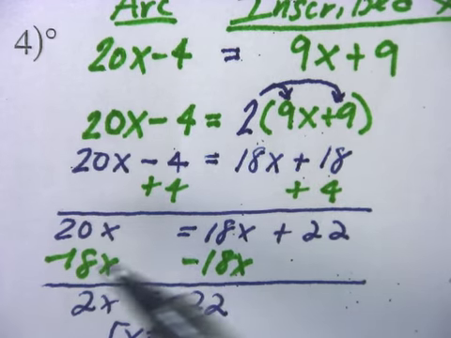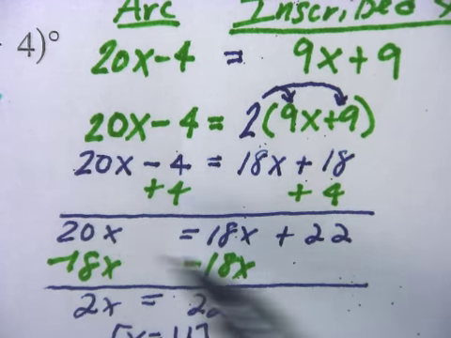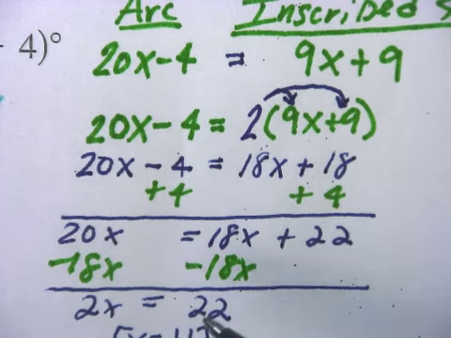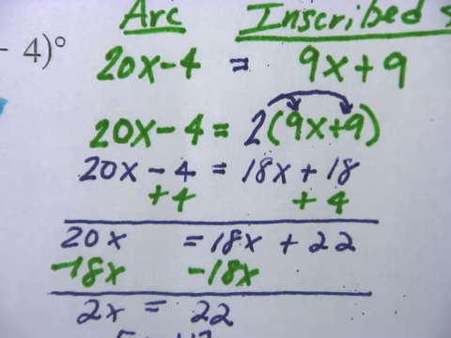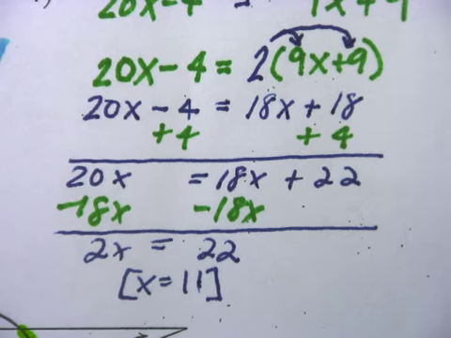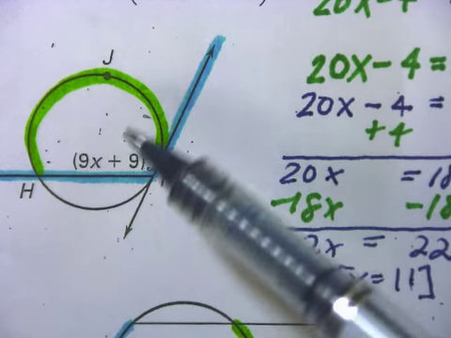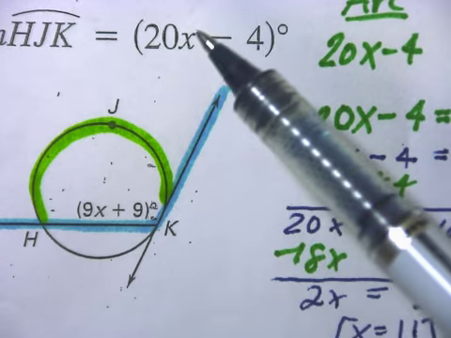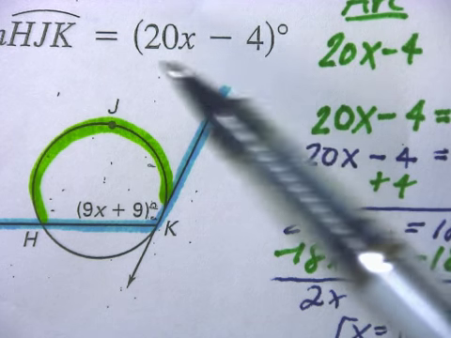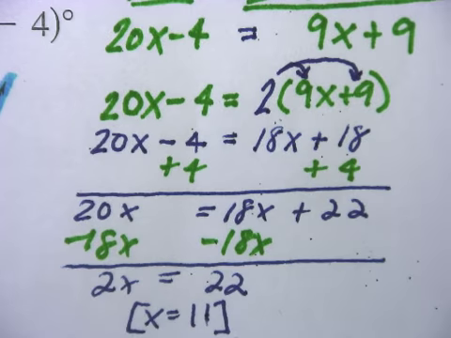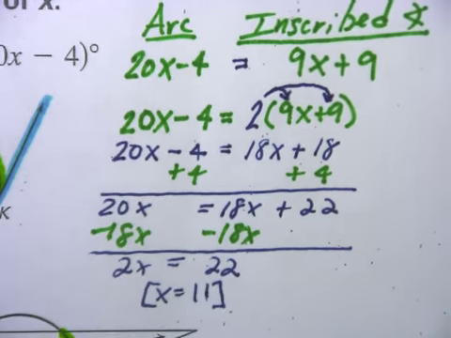Now I'm going to proceed and subtract 18x from both sides. 20x minus 18x is 2x. This cancels out, and the 22 comes down. And now all that's left for me to do is to divide both sides by 2, and x comes out to be 11. And of course, if I wanted to check my answer, all I would have to do is plug the 11 into this equation here, and plug the 11 into this equation there, and you would see that my arc is twice as big as my inscribed angle.